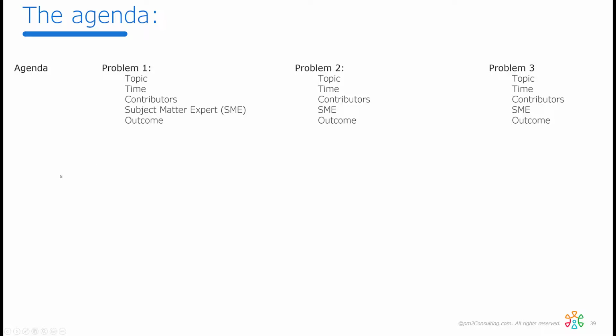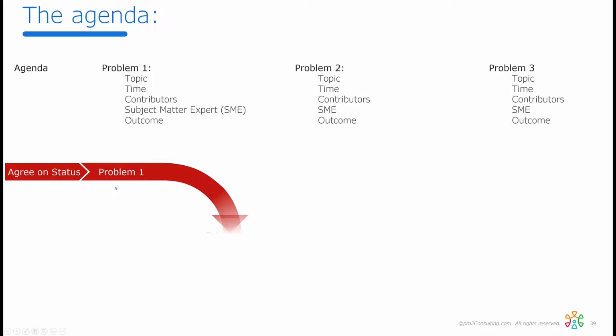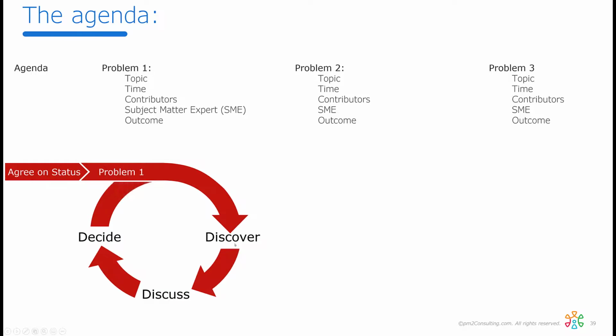Now, in the meeting, this is how the machine works. So we have a briefing at the beginning on the overall status of the organization, and then we take on problem number 1. And for that problem, we go through a standard 3-step process. Discover, in which the subject matter expert briefs us on what the topic is, based on the amount of time that we have available. Then the team discusses it, and that discussion is aimed towards one of those 4 outcomes. And then we decide what we need to do as a result of that discussion. And we're going to get that done within the allocated time.